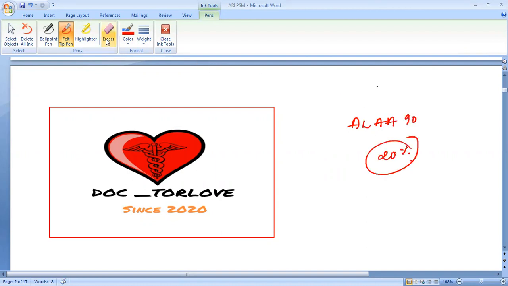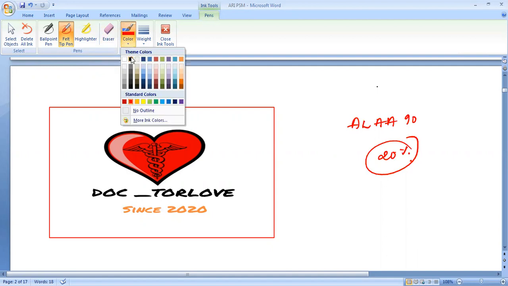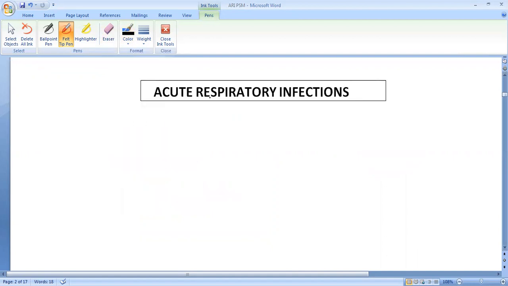Okay, so let's move to our topic. Our topic today is acute respiratory infections from community medicine. So what's the importance of this topic? This is a very important topic. Many questions, that is 5 mark questions, short notes, etc. are usually asked from this topic.